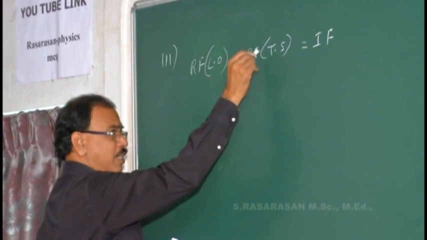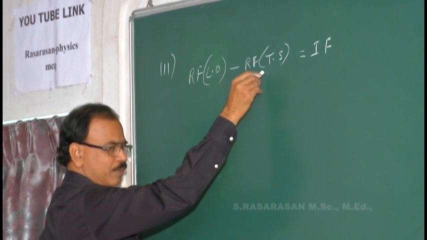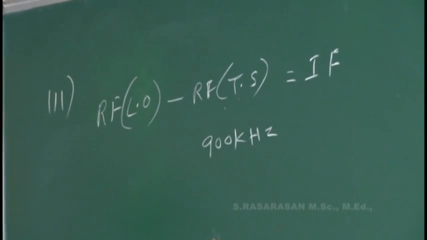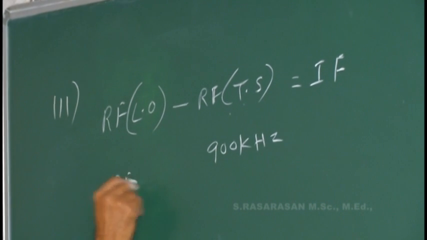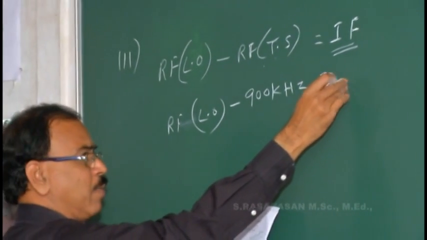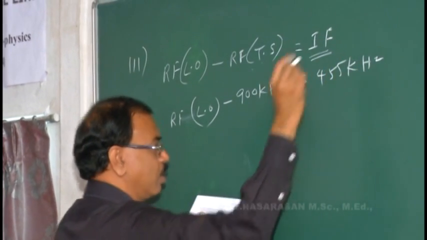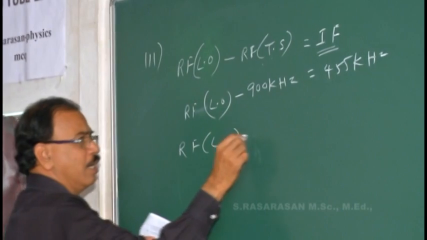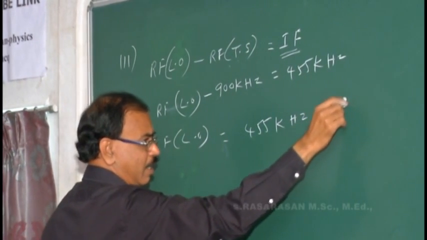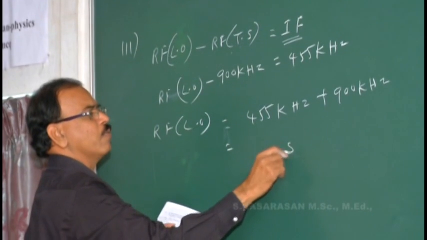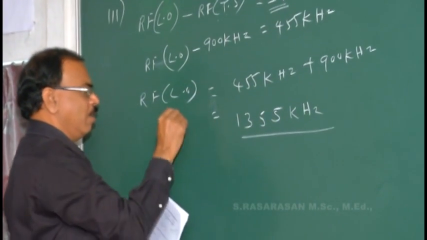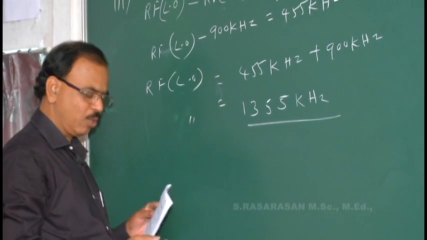ஸோ இது எந்த ரேடியோ ஸ்டேஷன்லேருந்து அவங்க அனுப்புகிற ரேடியோ வேவோட ஃப்ரீக்வன்சி 900 கிலோஹெர்ட்ஸ்னு கொடுத்துருக்குறாங்க. அண்ட் வாட் இஸ் த ஃப்ரீக்வன்சி ஆஃப் த லோக்கல் ஆசிலேட்டர் கேட்குறாங்க. ஆர்எஃப் மைனஸ் லோக்கல், ஆர்எஃப் ஆஃப் லோக்கல் ஆசிலேட்டர் கேட்குறாங்க. It is equal to intermediate frequency in AM broadcasting is 455 kilohertz. So what is RF of local oscillator? It is equal to 455 kilohertz plus 900 kilohertz, which is equal to 1355 kilohertz, the frequency of the radio wave produced by the local oscillator.